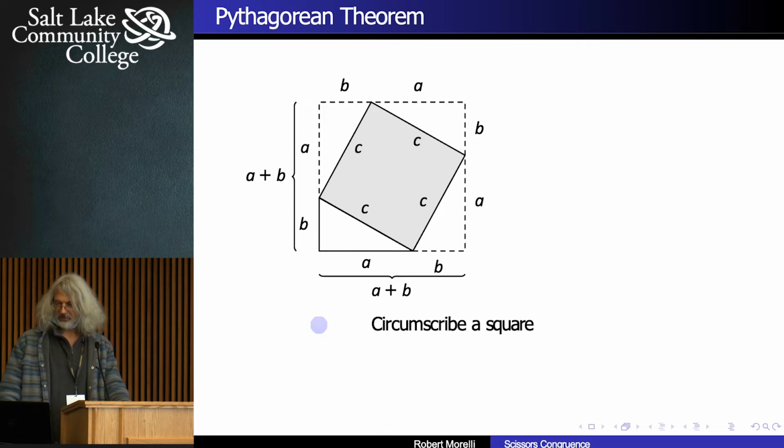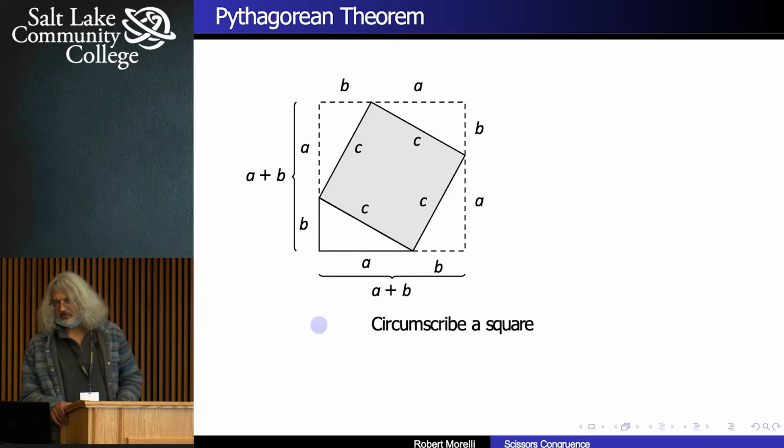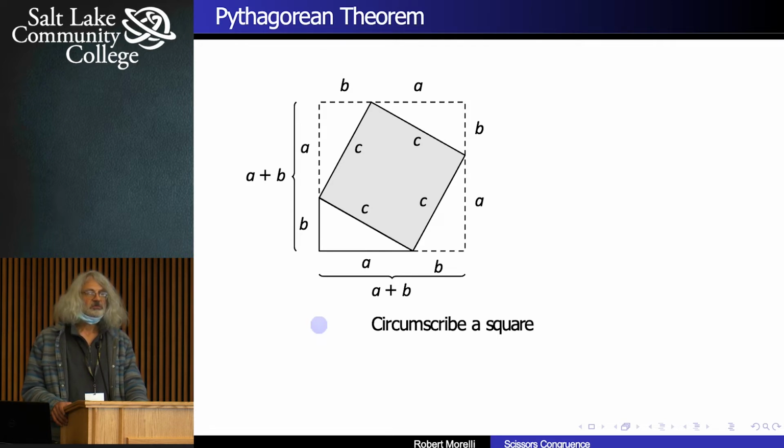And for convenience, to comprehend what's going on, I'm going to surround this square with a bigger square whose side lengths are A plus B. Notice that as we go around the perimeter of the big square, the circumscribed square, the letters go A, B, A, B, A, B, A, B. That means that on opposite sides of the square, A is opposing B, and B is opposing A.